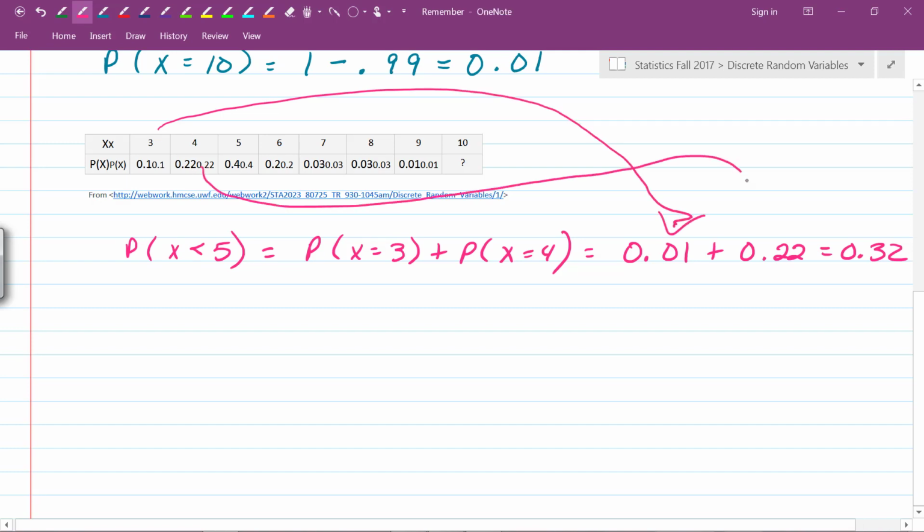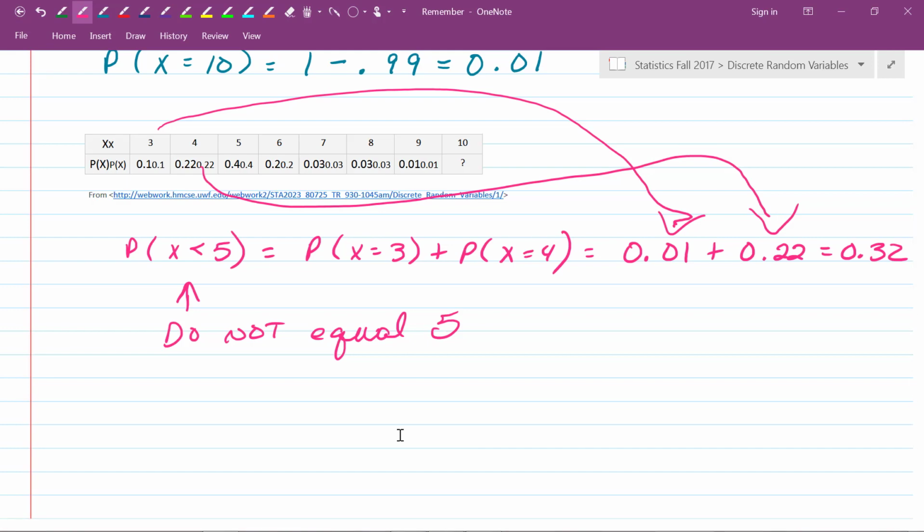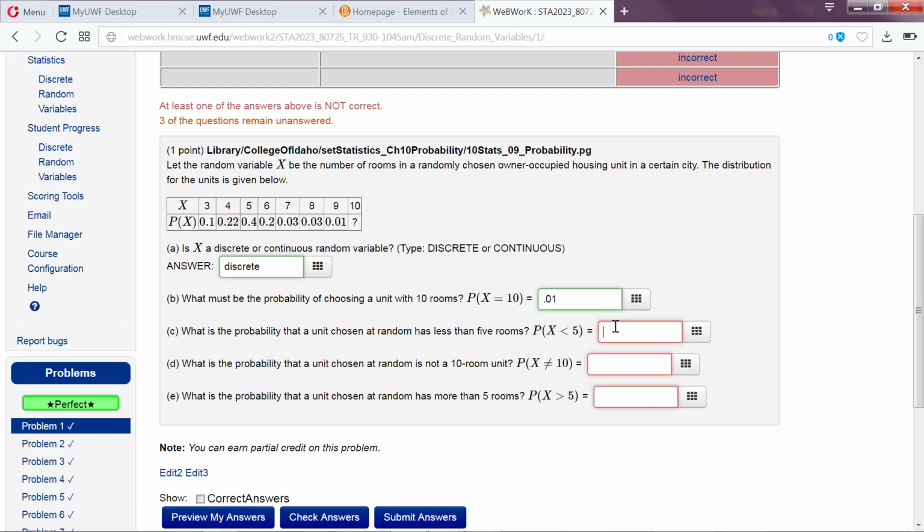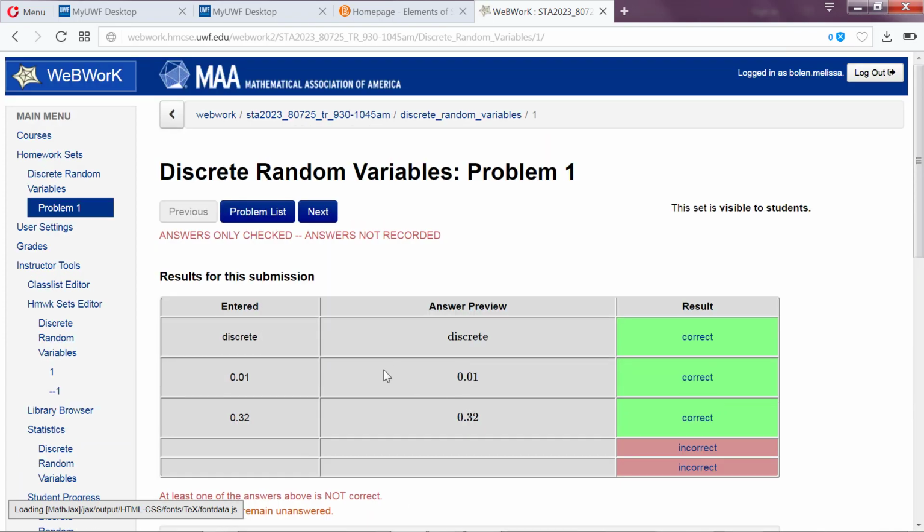We take the probability associated with each event, and add them together. It's strictly less than 5, does not equal 5. So we don't include 5, so it's only x equals 3 or 4. That's how we get our answer. Okay, let's come over and put that in. So we'll put in 0.32 and check our answers. Okay, we're on a roll.